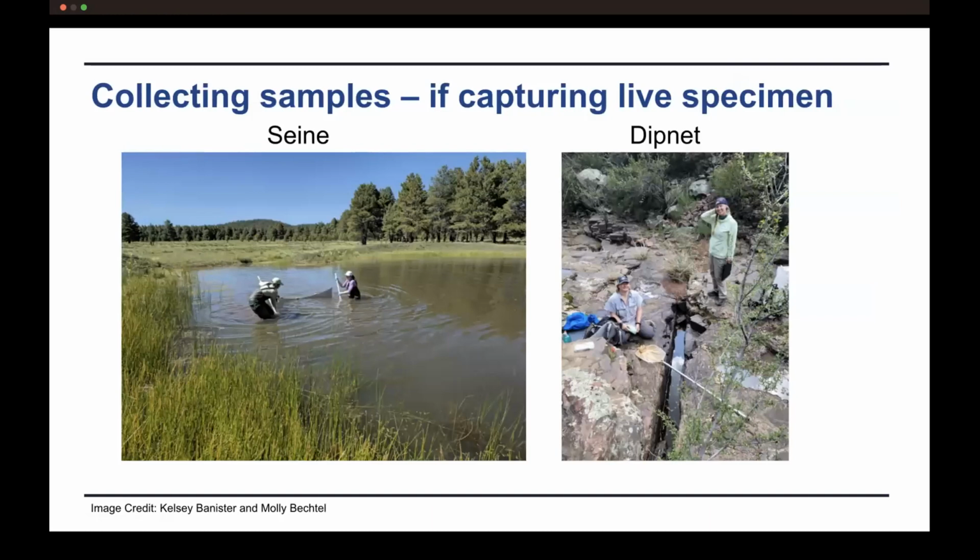So if you're going out into the field, how do you collect samples? If you're capturing live specimens, we usually use a seine or a dip net or even hand capture depending on the sensitivity of the species. So seines are good for larval capturing, but there are some species that are really sensitive to being captured by the seine. So definitely talk to your local experts on how they would prefer you to capture organisms for testing.